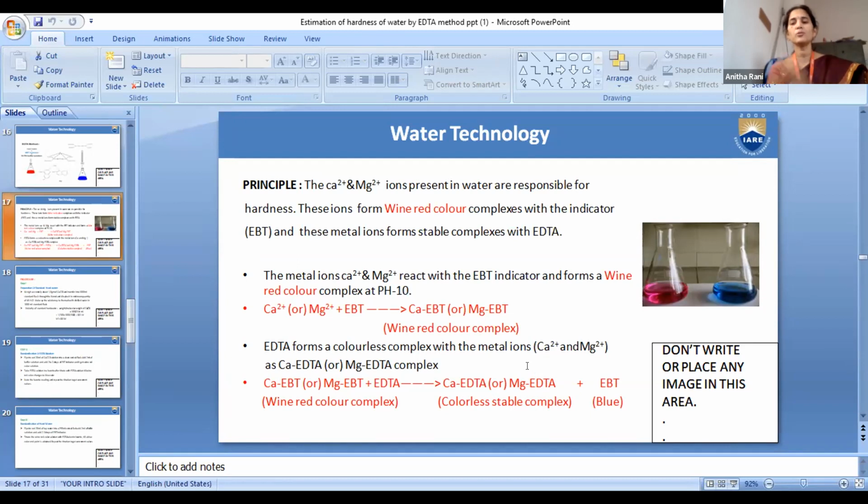There is no harm in using that water, because a complex compound is formed in the water. So this is like an internal treatment method. Calcium EDTA and magnesium EDTA, a colorless stable complex, is formed, which is not harmful for us. There is a free release of EBT indicator, so that we can observe the color change, wine red to blue.